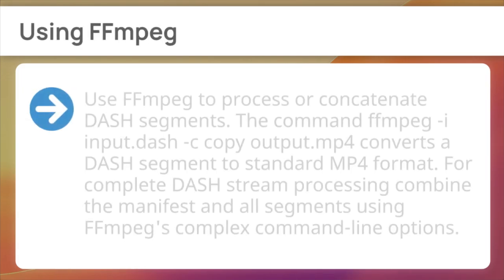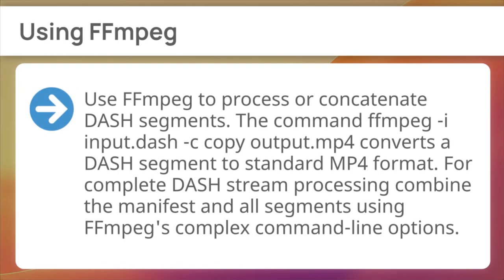Next, using FFmpeg. Use FFmpeg to process or concatenate DASH segments. The command ffmpeg -i input.dash -c copy output.mp4 converts a DASH segment to standard MP4 format. For complete DASH stream processing, combine the manifest and all segments using FFmpeg's complex command line options.